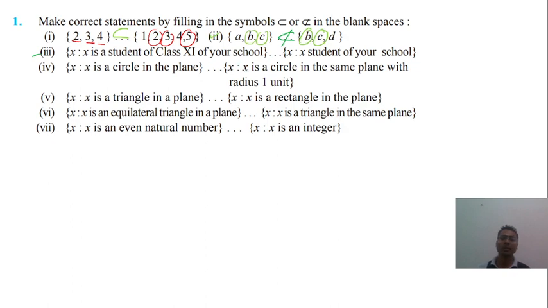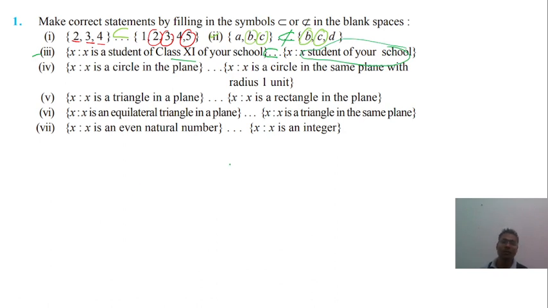Okay, coming to our third part, X says that X is a student of class 11th of your class, and X says that X is a student of your school. Since your school has all the classes and class 11th is also a part of the school, we can put a subset sign here, as in saying that the students of class 11th are a subset of your school students.